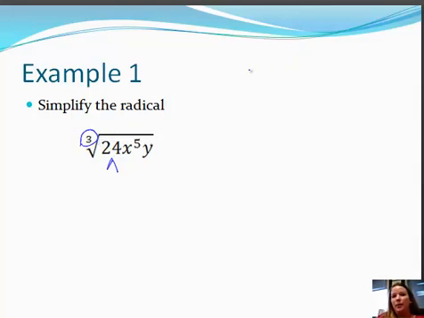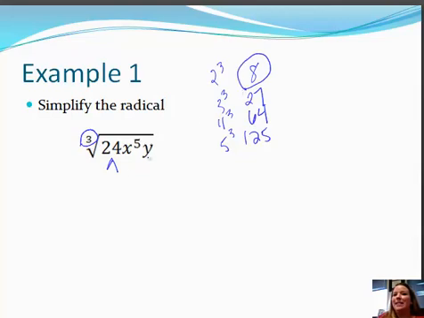My perfect cubes go 8, 27, 64, 125. That's 2 cubed, 3 cubed, 4 cubed, 5 cubed. For cubes, that's really all you need to go. For perfect squares, you need to go a little bit further. Looking at these numbers, the only number that will divide evenly into 24 is 8.